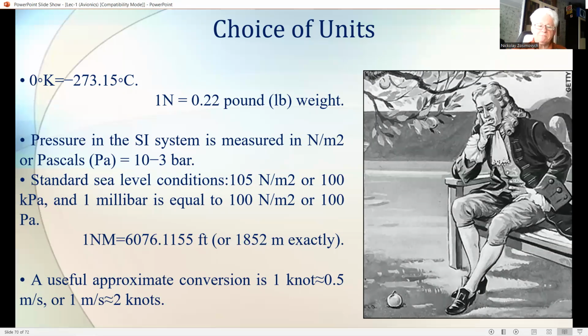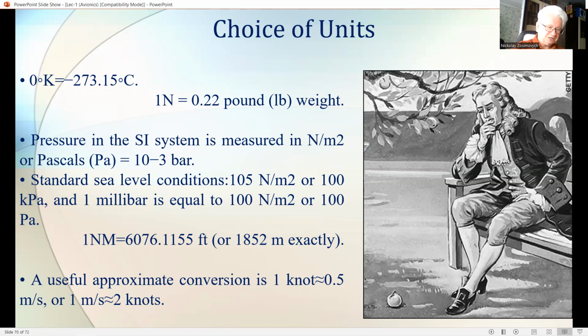The SI unit of temperature is the Kelvin, 0 Kelvin corresponding to the absolutely lowest temperature possible, at which almost all molecular translational motion theoretically stops. To convert temperature in degrees Celsius to Kelvin, it is necessary to add 273.15. And thus, 0 Kelvin equals minus 273.15 Celsius.